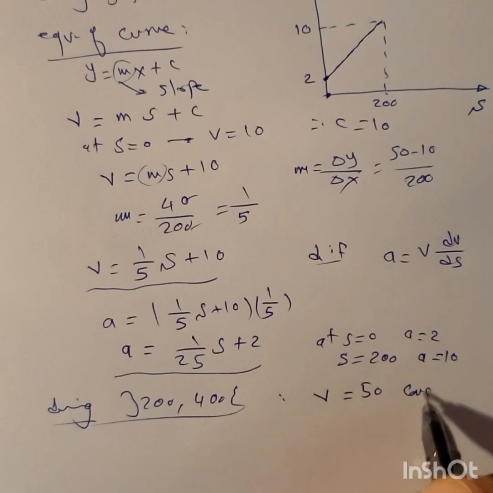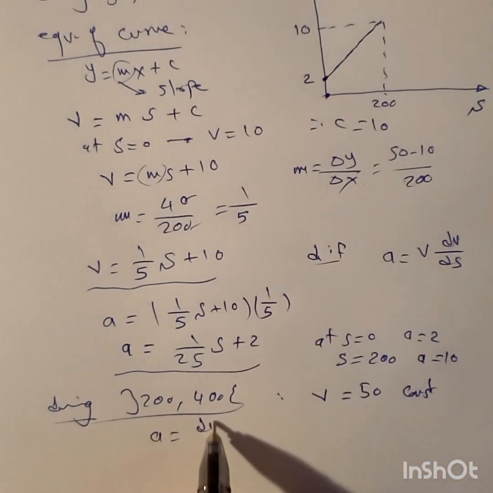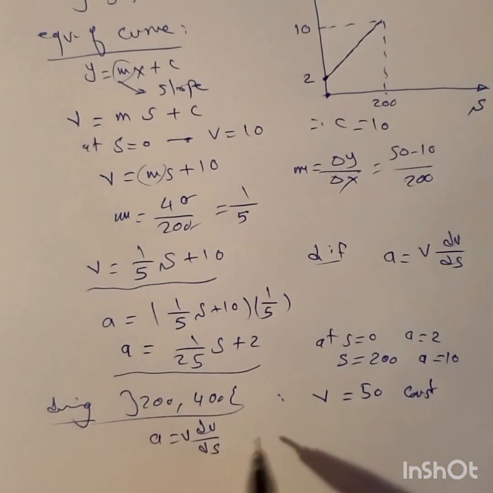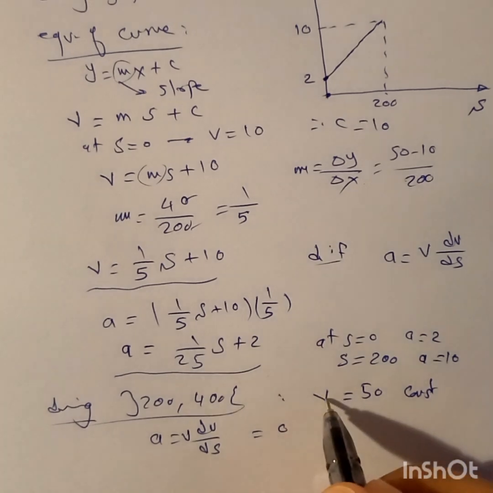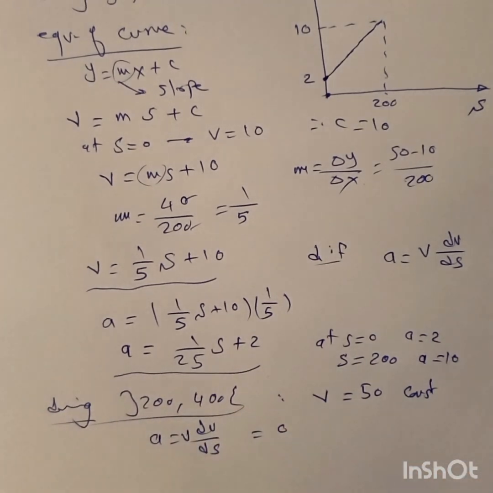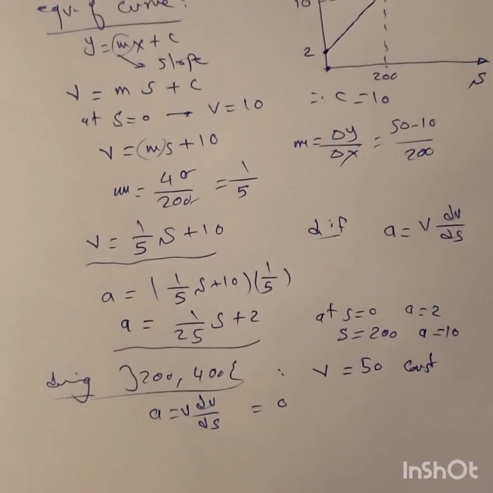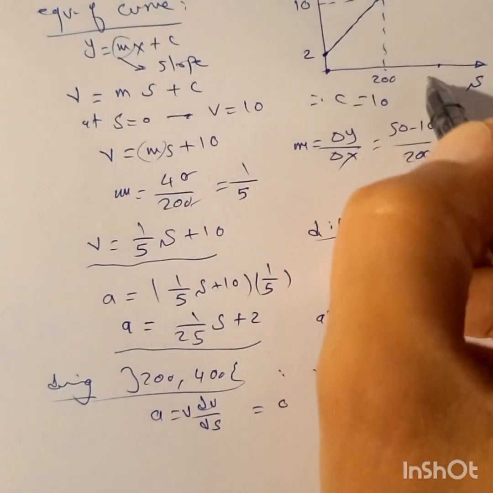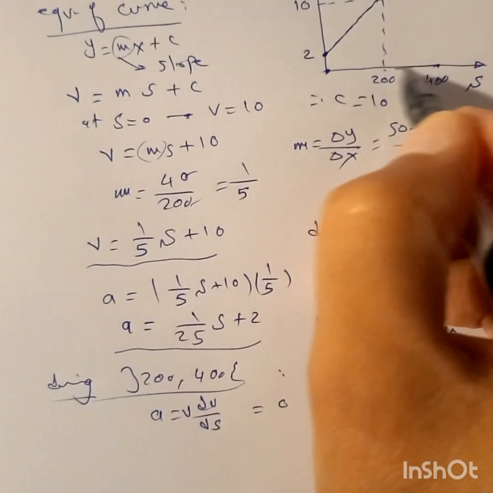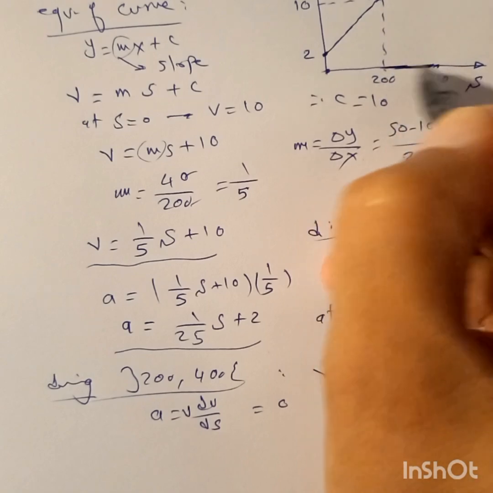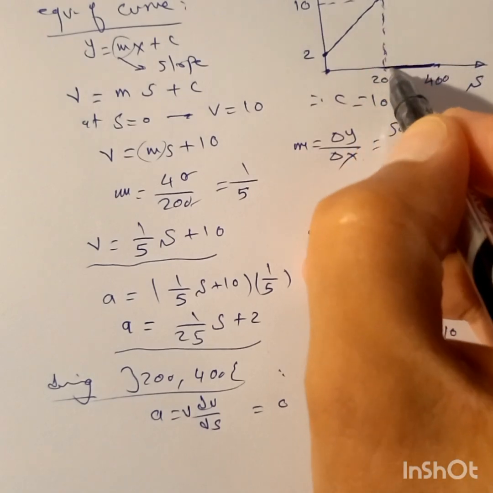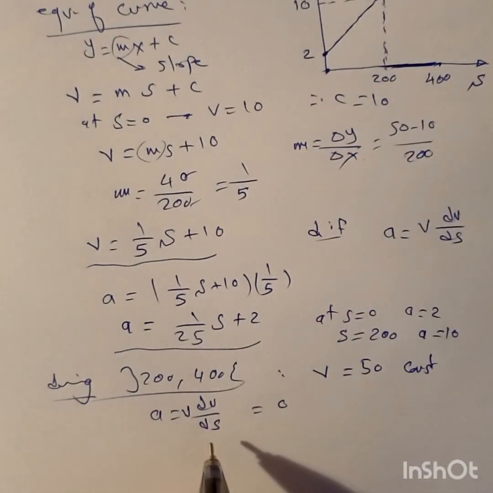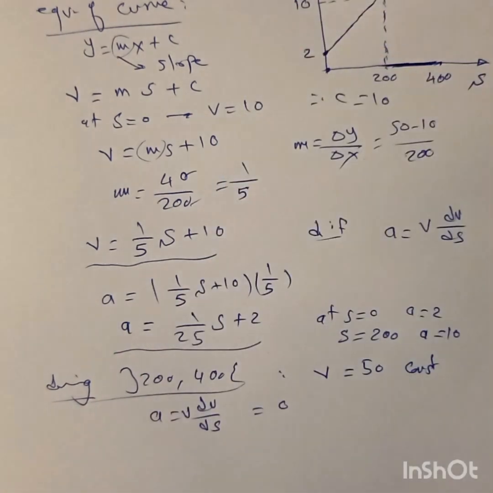This is constant. Then acceleration equals v dv/ds. This is equal to 0. As the velocity is constant, then the acceleration is constant, it is 0. Then we can sketch here from 200 to 400. The acceleration is 0. This is the corresponding curve to the given one.